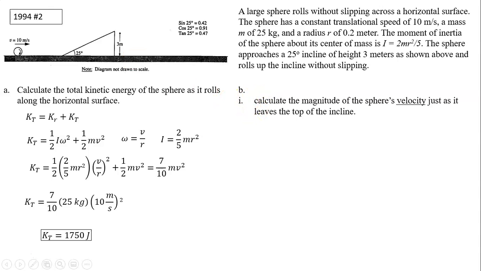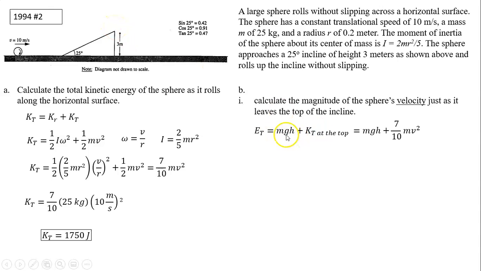Part B. Okay, first one, calculate the magnitude of the sphere's velocity just as it leaves the top of the incline. So as the ball goes up, it's going to roll, and the speed is going to decrease, so its omega is going to decrease, because part of the kinetic energy is changed into gravitational potential energy.